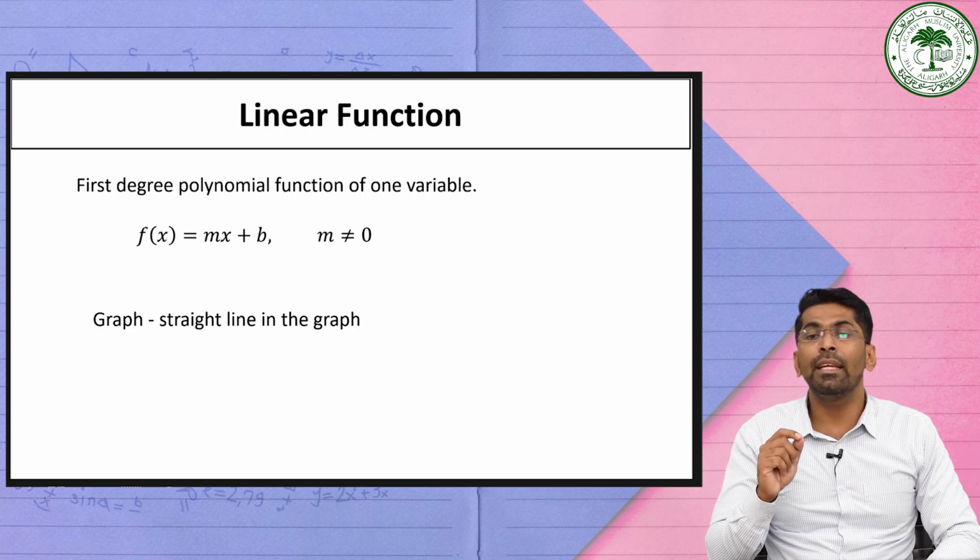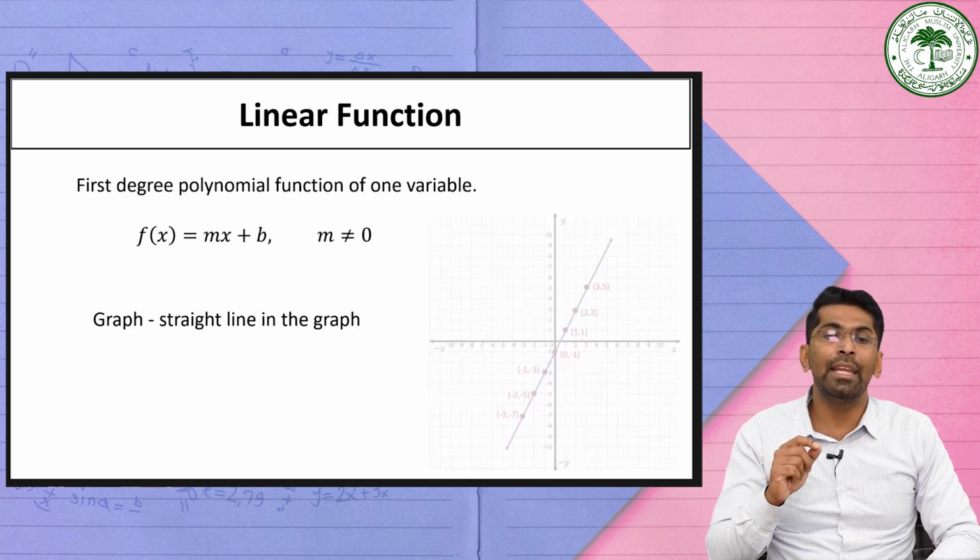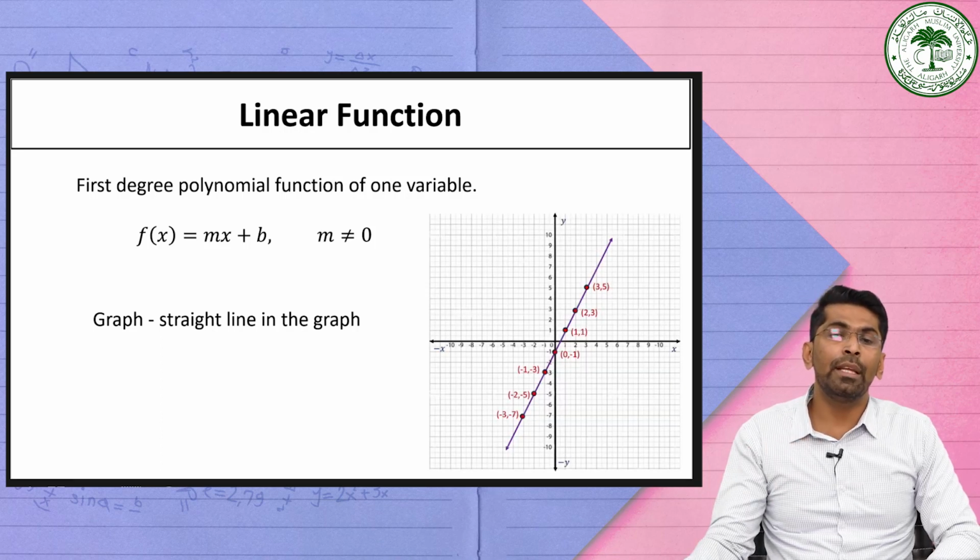Now let's consider an example of a linear function. If you go for drawing the graph of a linear function, it will look like this. See, this is a straight line. So this is the graph of a linear function.